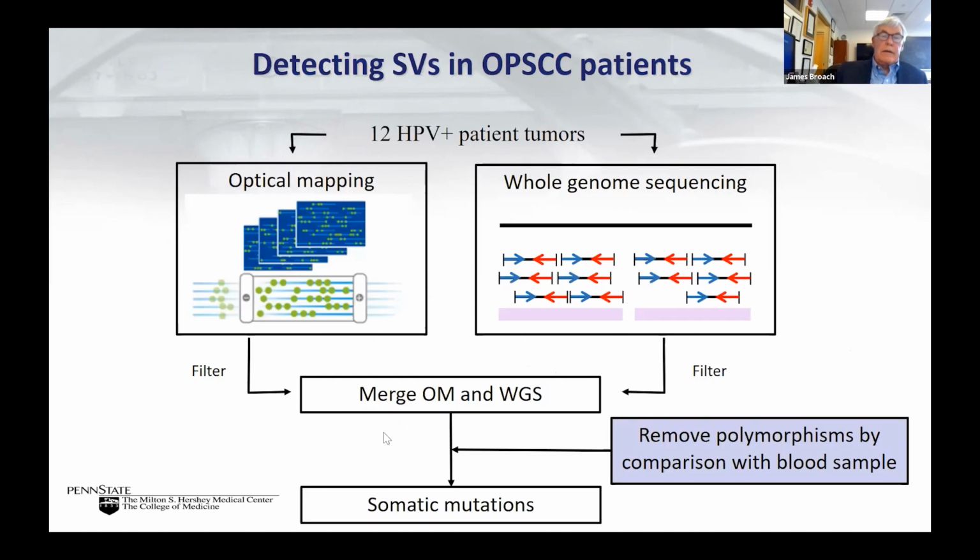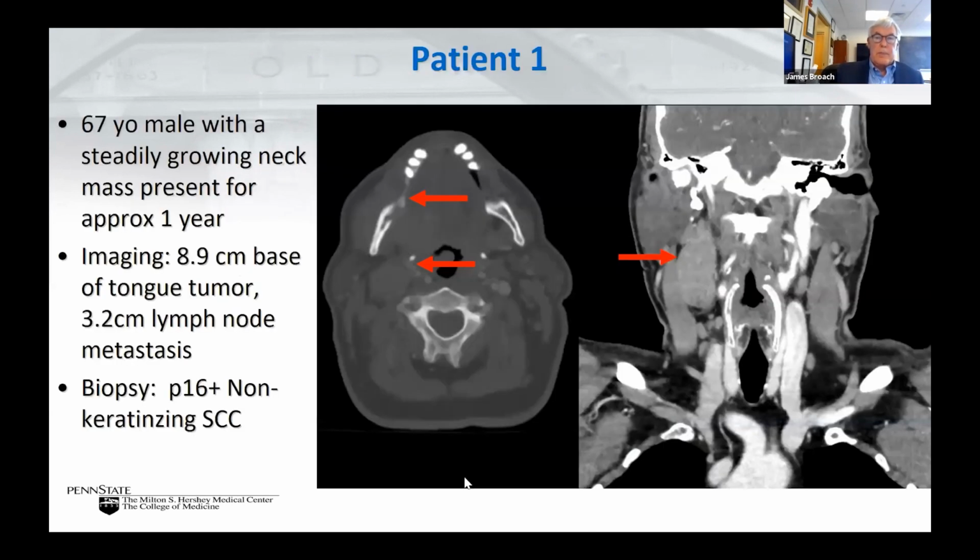So we've been interested in identifying what is the nature of HPV in these OPSCC patient samples. We did this with a combination of, in this case, optical mapping, as I talked to you before, and whole genome sequencing. And we developed pipelines to merge those data, remove polymorphisms by comparison to the blood samples from the same patients, and identify those somatic mutations and structural variants.